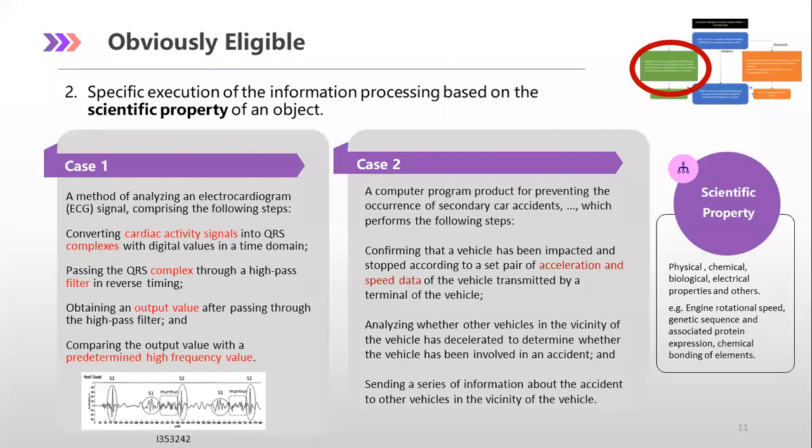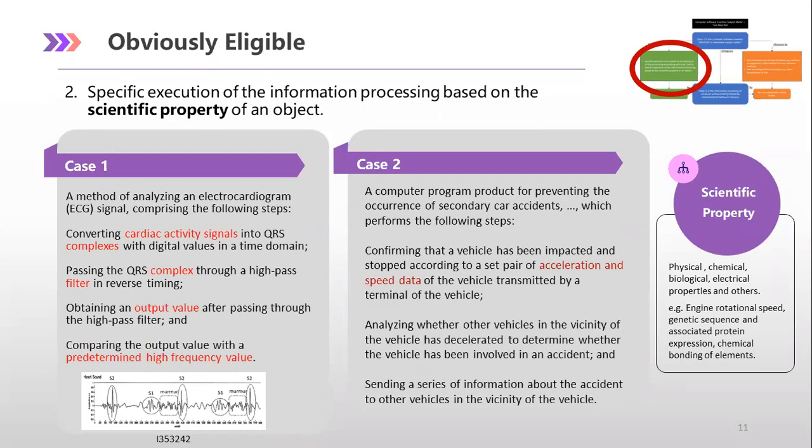Case number two on the right is about a computer program product to detect and prevent car accidents. Basically, this claimed invention is about the collection and manipulation of information for relative speeds of cars and generating a result of whether an accident occurs. So it is a kind of information processing according to an object's physical property, which means the speeds of vehicles.